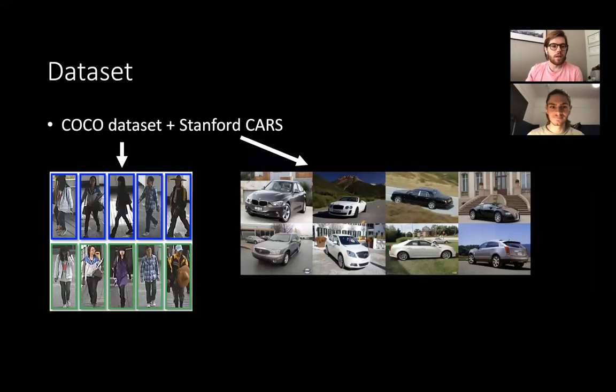For the data set in this project, we joined two data sets. We got most of the images at first from the Coco data set, but we were having a lot of trouble classifying cars. So we decided to get images of cars from the Stanford Cars data set, and then we combined both data sets into one. In total, we got over 80,000 images that were distributed as follows.